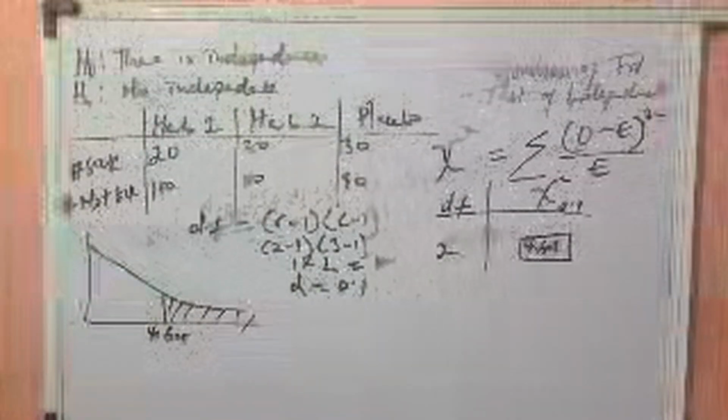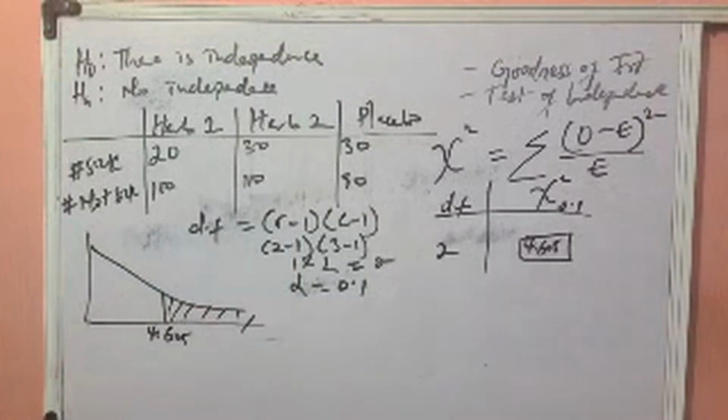So your HA will be saying that they do depend, but your H0 will say there is independence. Note it: we are testing for independence. So your H0 will say there is independence. That means they don't depend on each other.